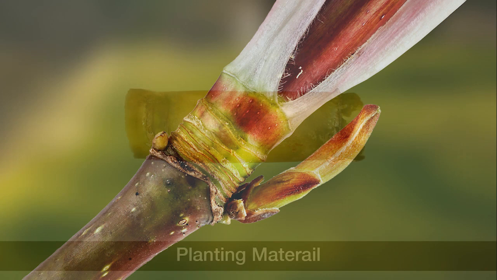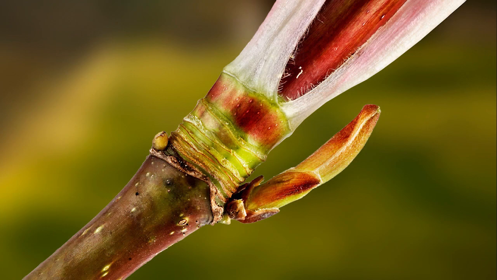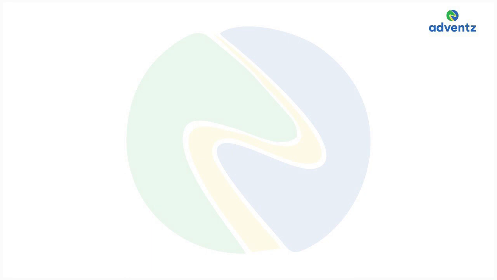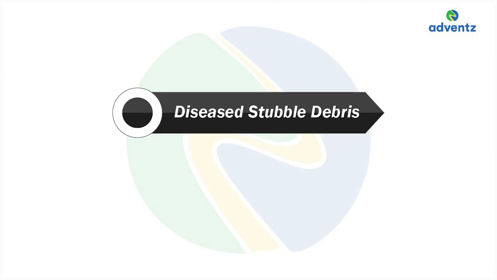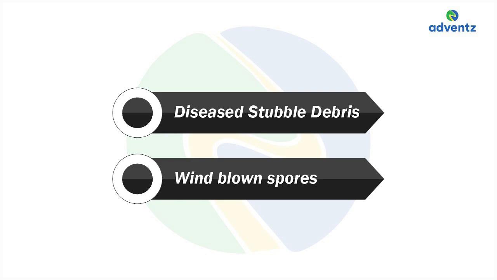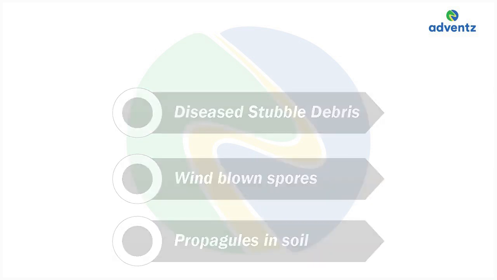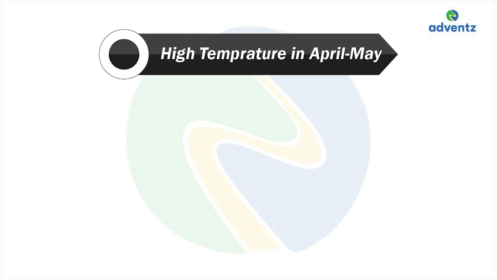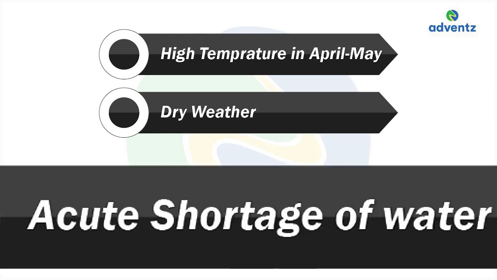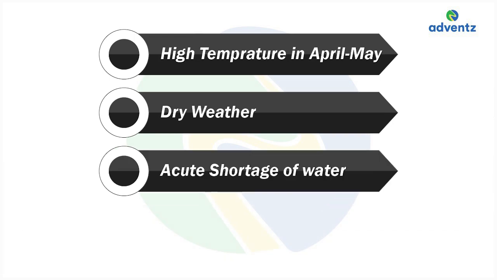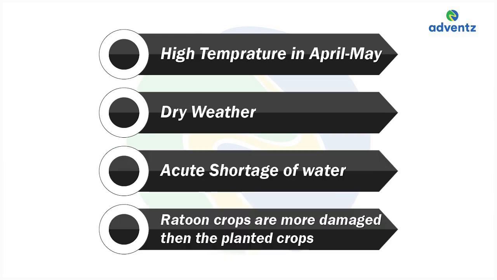When the lateral buds begin to sprout, they may produce whip-smutted side shoots. The perpetuation is primarily through infected sets or canes, diseased stubble or debris, wind-blown spores, and to some extent by resting propagules in the soil carried by the irrigation water. Favorable conditions are high temperature in April to May, dry weather, and acute shortage of water leading to high incidence of the disease. Ratoon crops are more damaged than the planted crops.